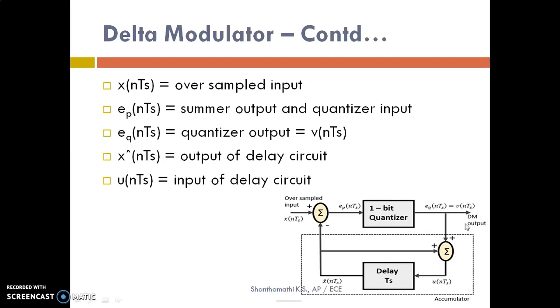In the block diagram, x of nTs is called the oversampled input, and e suffix p of nTs is the summer output and the quantizer input, and e suffix q of nTs, which equals v of nTs, is the quantizer output. x hat of nTs is the output of the delay circuit, and u of nTs is the input of that delay circuit.